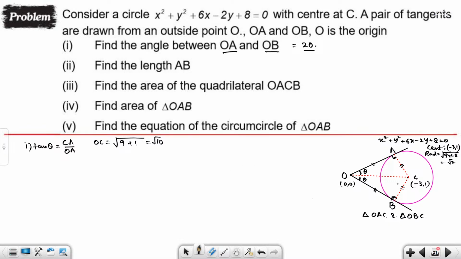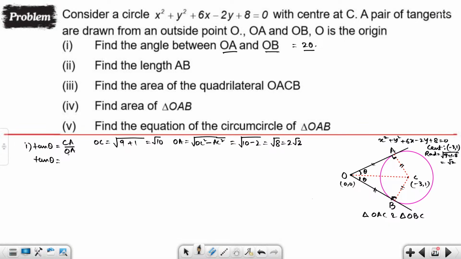Now, by using Pythagoras theorem, we can find out what my OA is. OA is root over OC square minus AC square. Yes or no? OC square is 10, minus AC, which is the radius, nothing but root 2. So root 2 square gives us 2. That is root 8, that is 2 root 2. Clear?